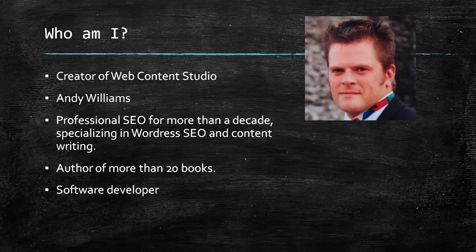So who am I and what makes me qualified to teach you this course? Well, first and foremost, I am the creator of Web Content Studio, so I know the ins and outs of it. I developed the tool for my own work as a professional SEO, which I've been doing for more than a decade, in particular specializing in WordPress SEO and content writing. My name is Andy Williams, and I'm also the author of more than 20 books, which you can find on Amazon, and I'm a software developer.